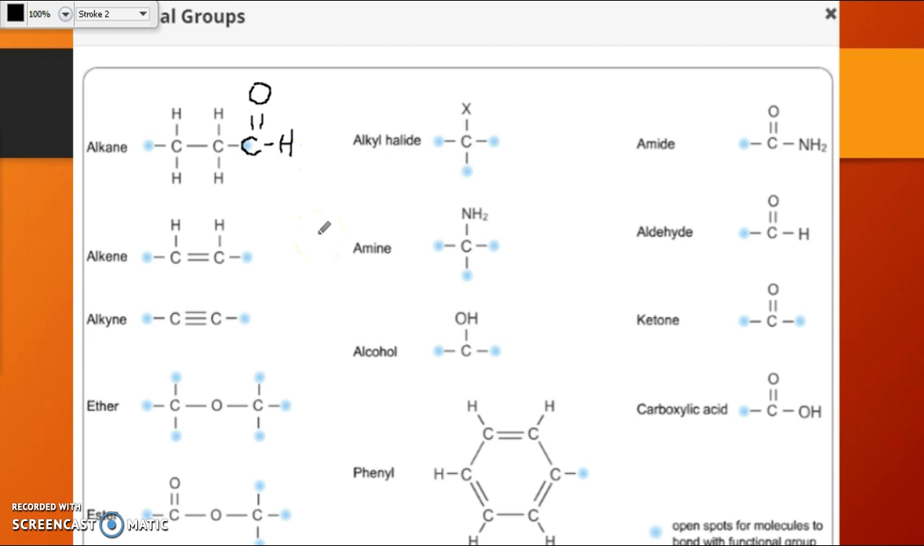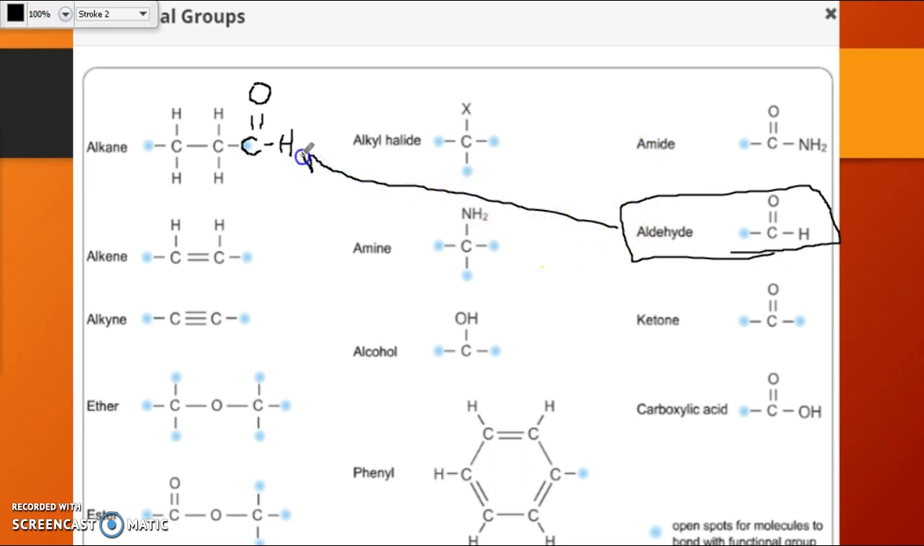So what did I just add? It's kind of like a search and find puzzle. So we look around: double bonded, oh, double bonded, OH, nope, just double bonded with an H. So I added an aldehyde. So this chemical is now not only an alkane, but it also reacts like an aldehyde.